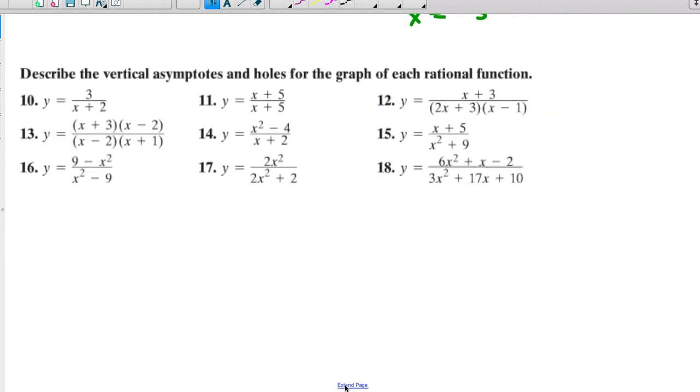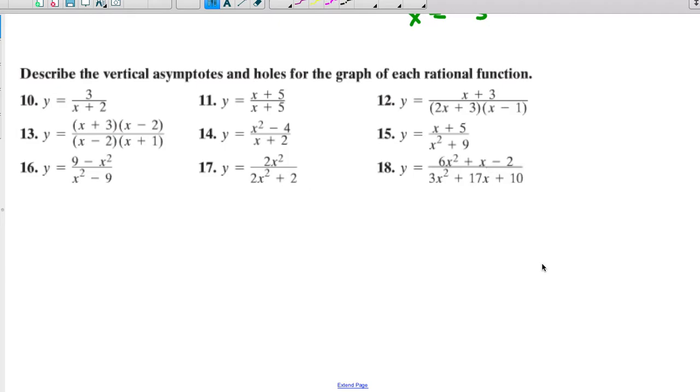All right, so now let's take a look at the 10 through 17. Okay, so 18 is not going to be one of the problems, so no worries there. Again, that one was kind of a bit overwhelming if I'm not mistaken. So for these, describe the vertical asymptotes and holes for the graph of each rational function.